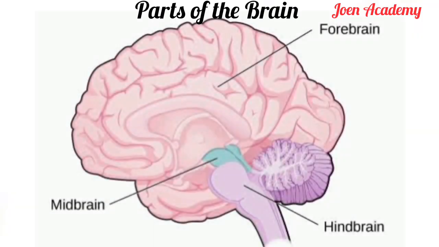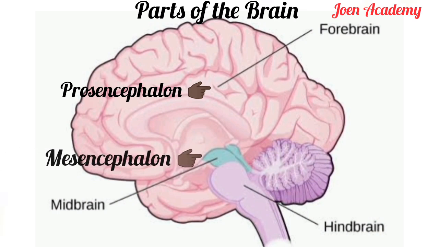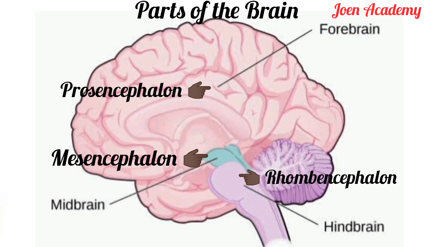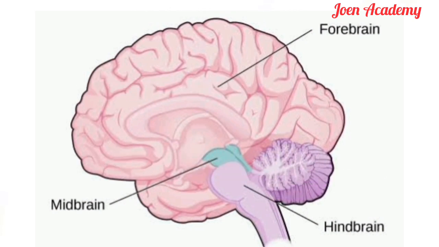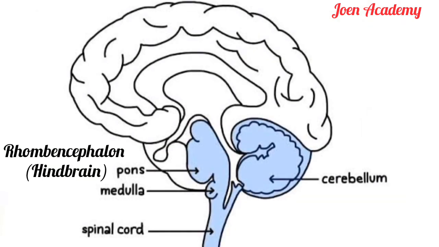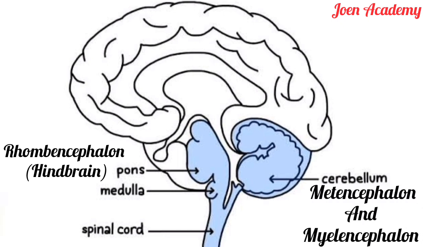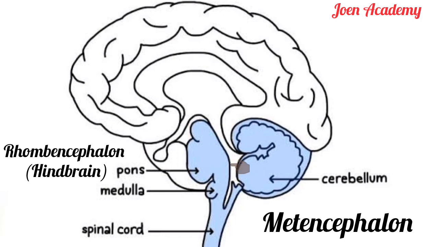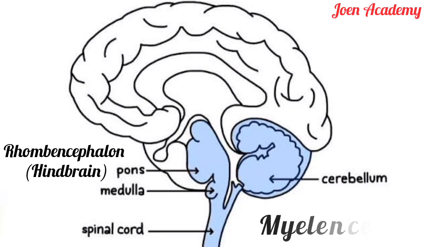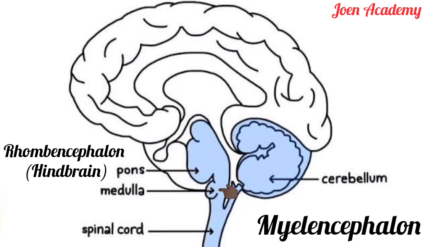The first part is the forebrain. The forebrain is also called the prosencephalon. The second part is the midbrain, which is also called the mesencephalon. And the third part is called the hindbrain, which is also called the rhombencephalon. The rhombencephalon is further divided into two parts, which include the metencephalon and the myelencephalon. The metencephalon comprises the pons and the cerebellum, while the myelencephalon is the medulla oblongata.